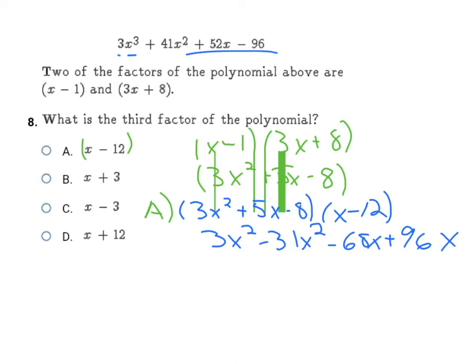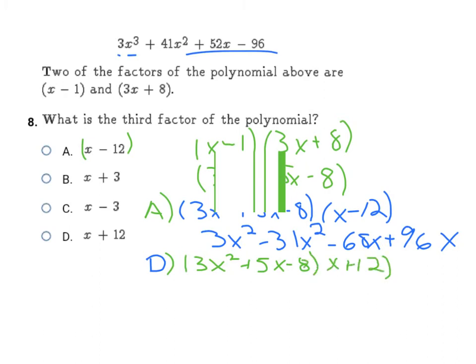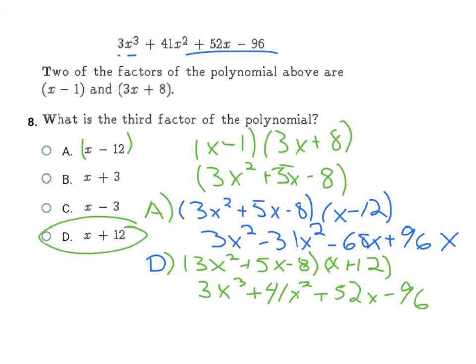And then I'm going to have to do the same thing for the other answer choices. And so if I go down here and do it for D, I'm going to take that 3x squared plus 5x minus 8 times the x plus 12. And when I multiply that all out and combine like terms, I do end up with the original equation, which is 3x cubed plus 41x squared plus 52x minus 96. And that makes my final answer D.